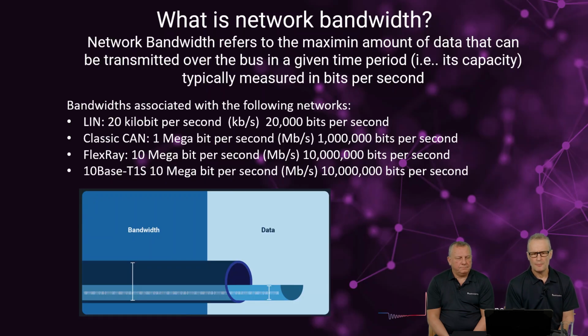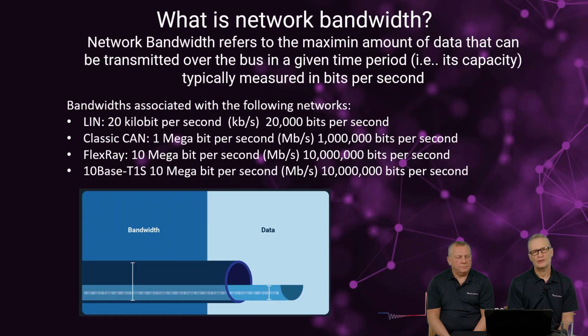So a couple of points here. Bandwidths associated with the following networks. So these are the speeds that we're likely to see of what we'll discuss as we go through this series of videos. So we've got LIN at 20 kilobits per second, so 20,000 bits per second.